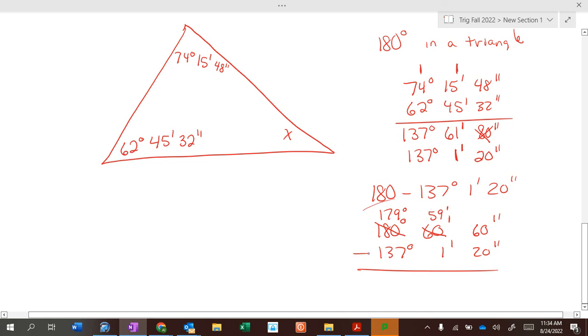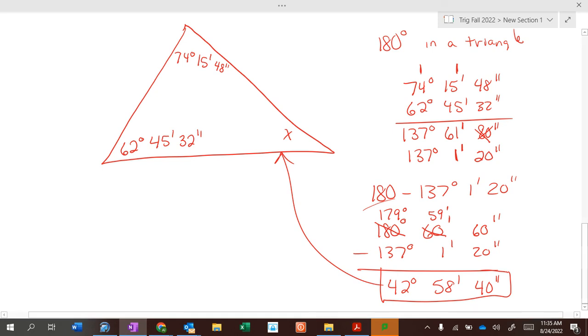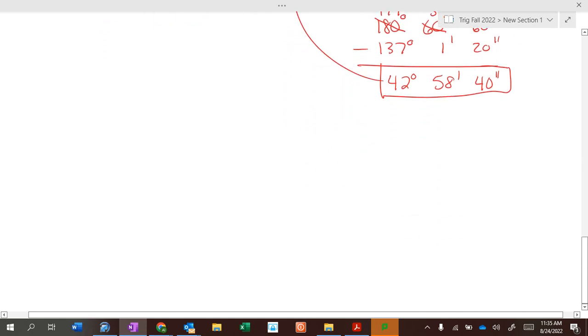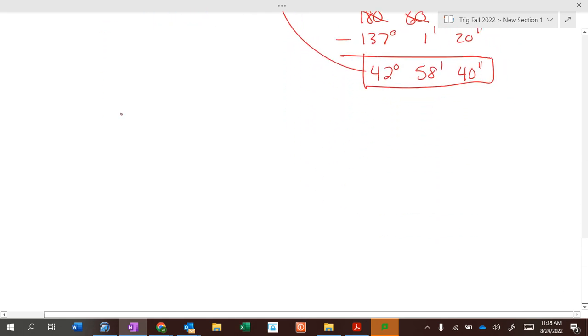So if we subtract, boom, 60 minus 20 is 40. 59 minus 1 is 58. 179 minus 137 is 42. 42 degrees, 58 minutes, 40 seconds is that angle. Woo! That took a little math, a little brain power to do that. Should we do an easier one? Yes. Okay. Let's do an easier one.